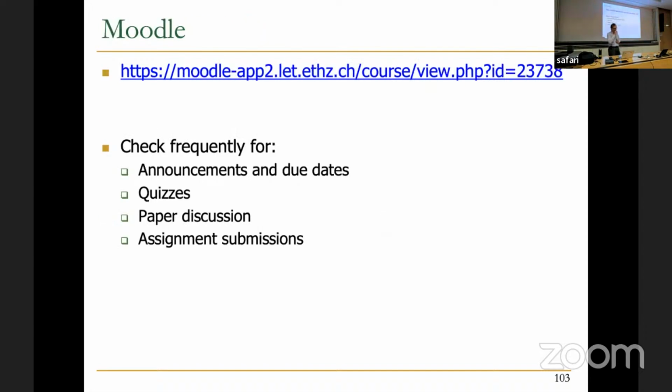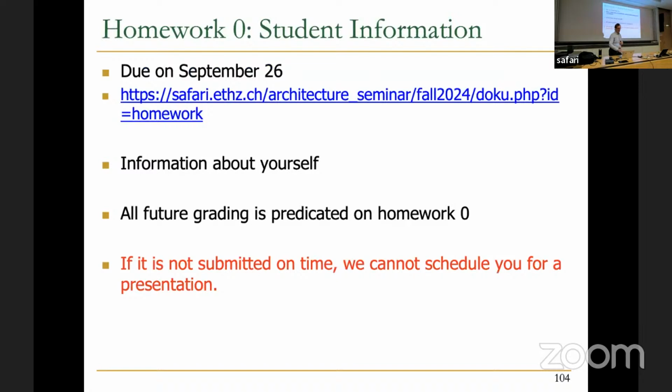Moodle is also there. This is where paper discussion happens and also assignment submissions happen. Quizzes, for example, will be there after every seminar. Okay, this is something required that you should fill. This is due next week. It's very simple information about yourself, why you're taking the course, etc. And we want this to be submitted on time. It's okay if you slack one day. But our goal is to make sure we have everyone's information so that we can schedule you for a presentation.